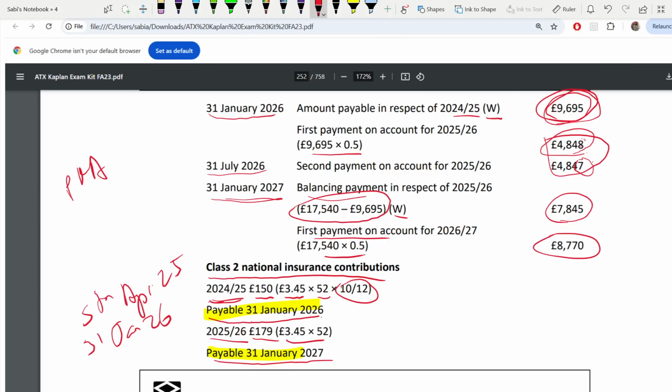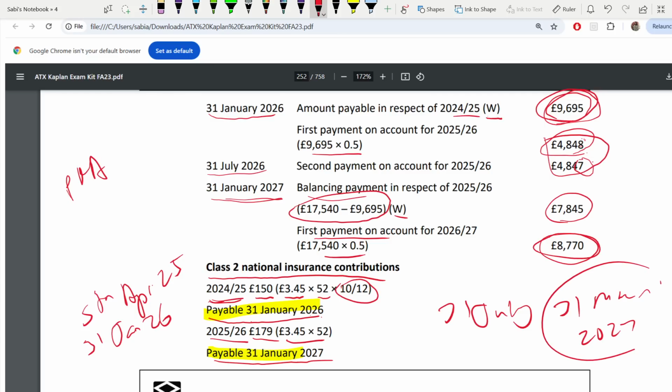It is half of 17,540 that you are going to pay here. A second payment on account for this 17,540 is not needed because it will be paid on 31st July. The date told you till 31st March 2027. Till this, and this date falls before that. That's why you have to stop here.